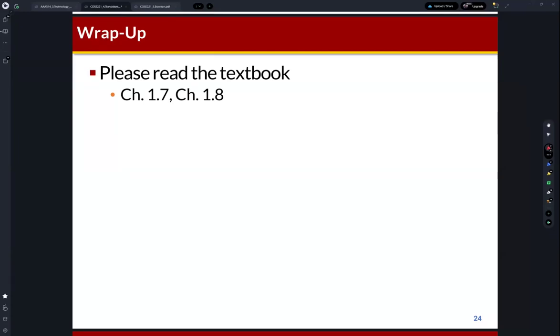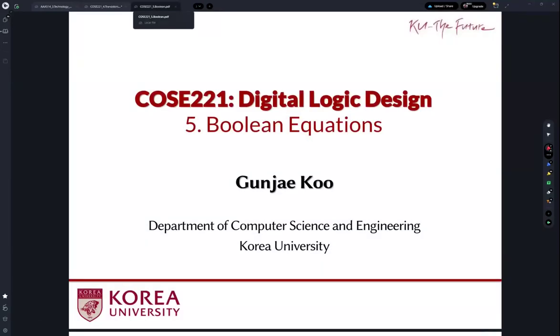Okay, so now we are going to the digital world. We will learn about the Boolean equation. Boole is the name of a person, a scientist. Actually, he defined some logic equations by using 0 and 1 only.